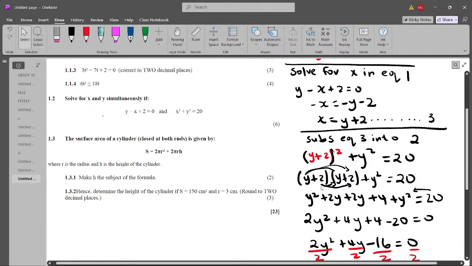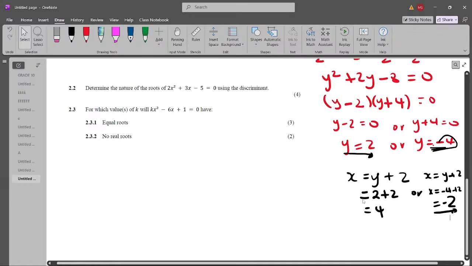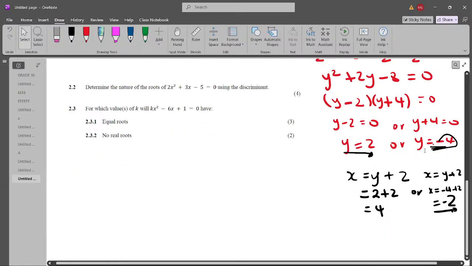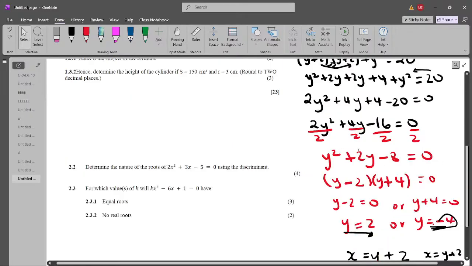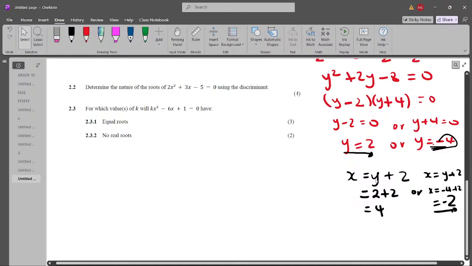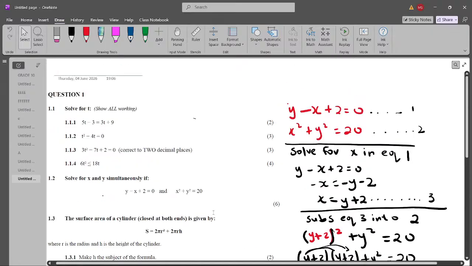After we have substituted, you know what? Two brackets, you FOIL, you simplify, you factorize. But I suggest that you don't factorize, you use the quadratic formula. Remember, the quadratic formula will give you these answers straight directly. Then after finding your y, you go back to equation number 3 where we made x the subject of the formula. You substitute it here on y. Where you see y, you substitute 2. Where you see y again, you substitute what? The minus 4. And then you find your solutions. And yeah, so I hope that was a bit clear.